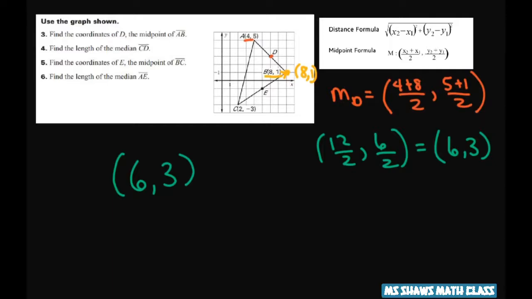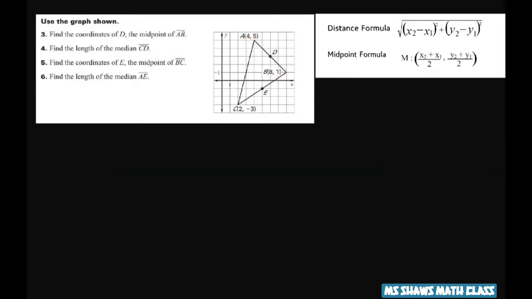And now we're going to find the length of the median CD. So here's your CD median. Remember, the median means you're going to the opposite end on the point here, but it doesn't have to be perpendicular. So when you use the distance formula, remember D was 6 comma 3. So we'll just use those points to find the distance of CD, the median.